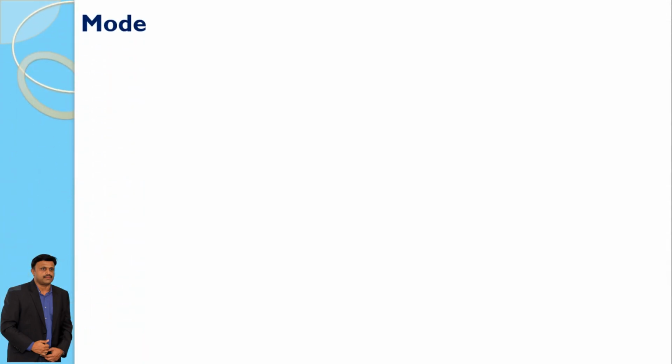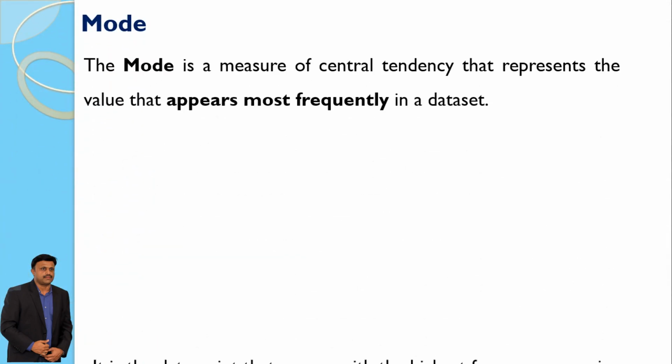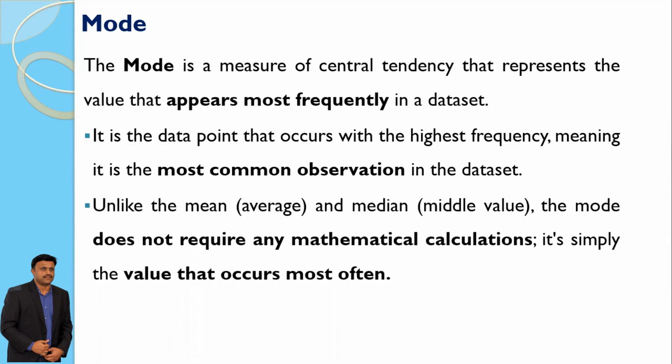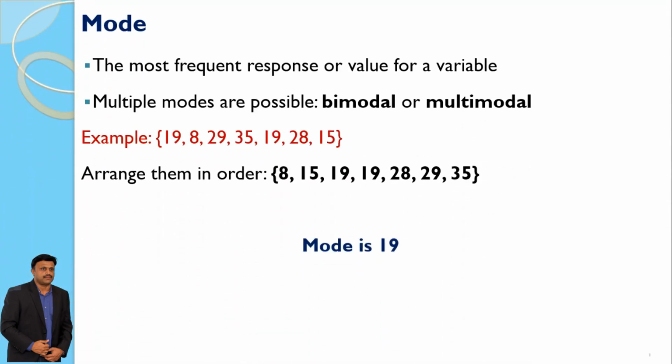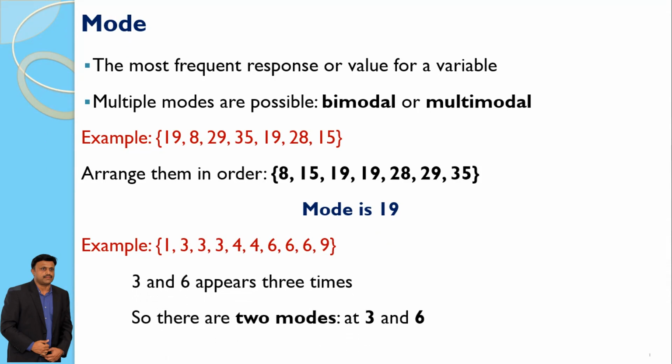The mode is the value that appears most frequently in a dataset. It is the most common observation and does not require any mathematical calculations. In a dataset, the mode is the most frequent response or value. Multiple modes are possible, such as bimodal or multimodal distributions.